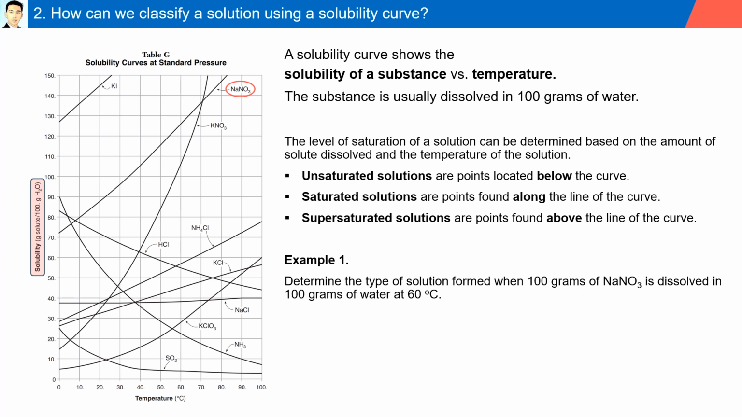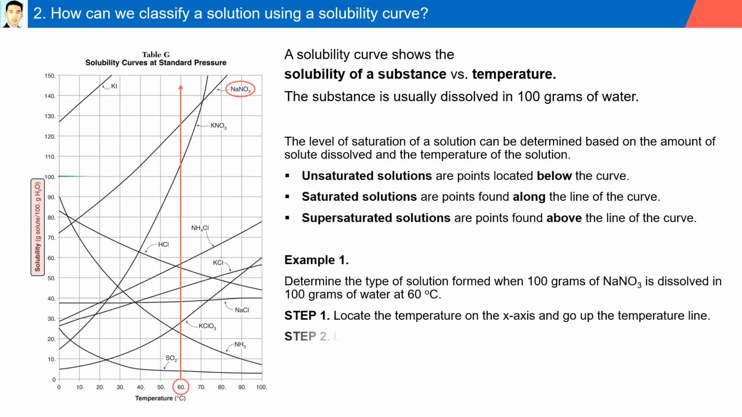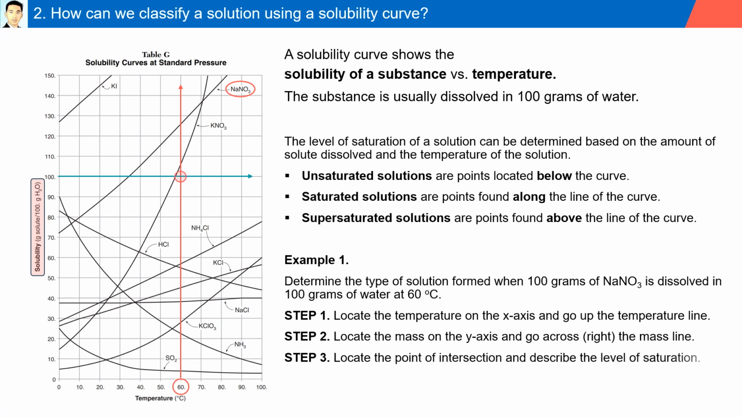In this example, we are asked to determine the type of solution formed when 100 grams of NaNO3 is dissolved in 100 grams of water at 60 degrees Celsius. The first step is to locate the temperature on the x-axis and go up the temperature line. Next is to locate the mass on the y-axis and go across to the right. Finally, locate the point of intersection and describe the level of saturation. Here, the point is well below the curve of NaNO3, therefore it is unsaturated.